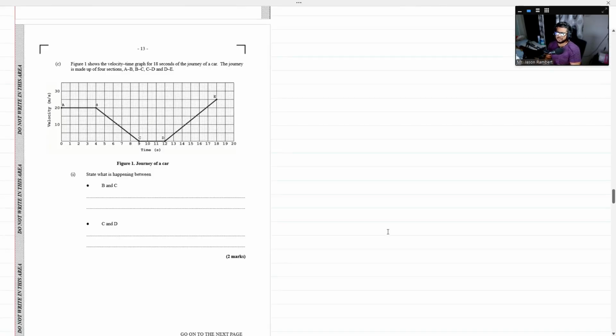Alright, part C. Figure 1 shows the velocity time graph for 18 seconds of the journey of a car. The journey is made up of 4 sections: A to B, B to C, C to D, D to E. State what is happening between B and C. So if it's a velocity time graph, the gradient of a velocity time graph gives me the acceleration. So between B and C, I'll have a negative acceleration. So the car is slowing down. I can say that between B and C, the car is decelerating.